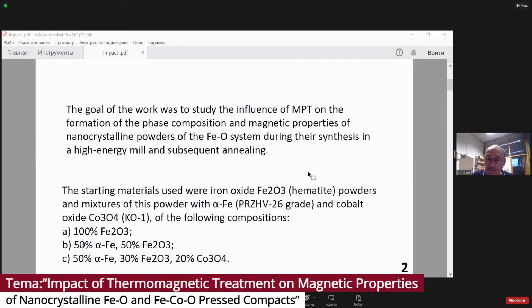Can you hear us? It's in slide 2. Are you in slide 2, or are you changing slides? Sorry, because we can see a slide. Everything is okay? You are in slide 2. Yes, slide 2. Yeah, it's okay.